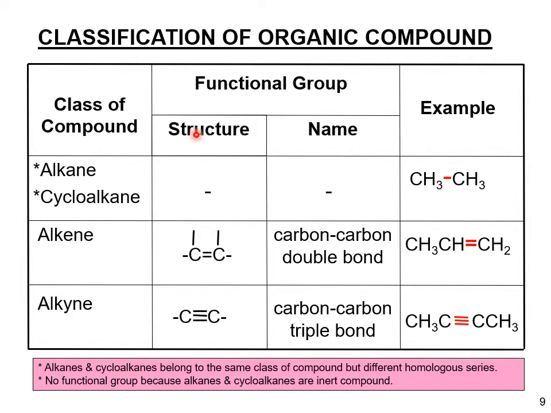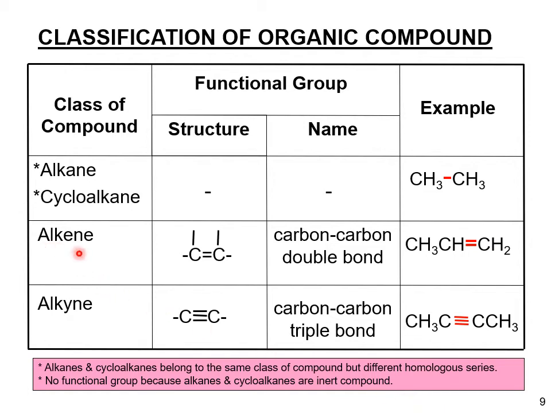So for example, the first one, alkane and cycloalkane, there is no functional group. Carbon-carbon single bond. There is no functional group for alkane and cycloalkane because they belong to the same class of compound but different homologous series. No functional group because alkane and cycloalkane are inert compounds.